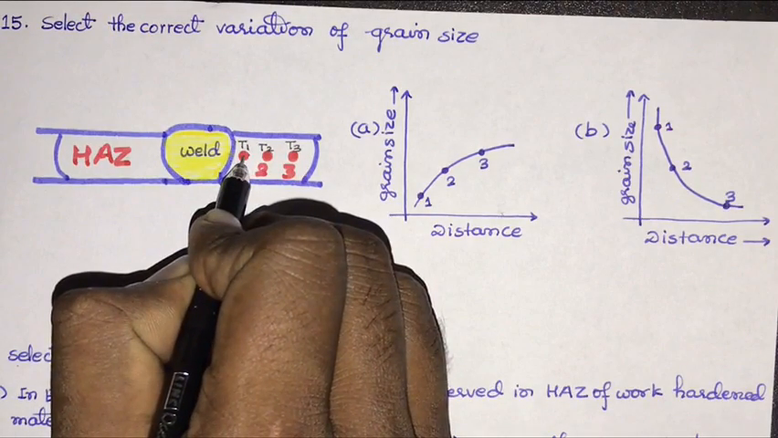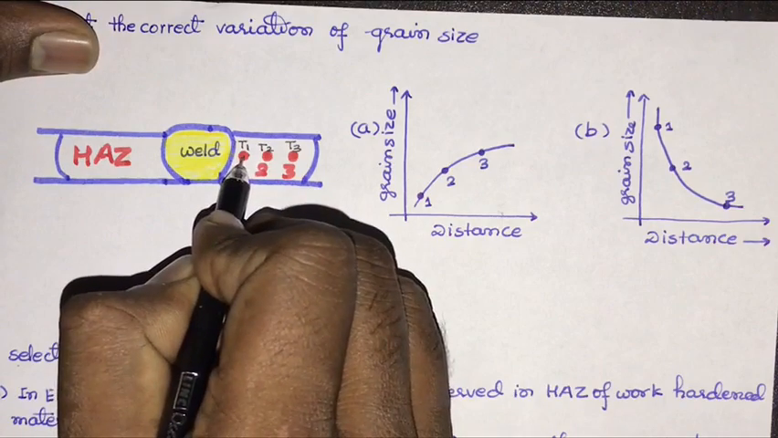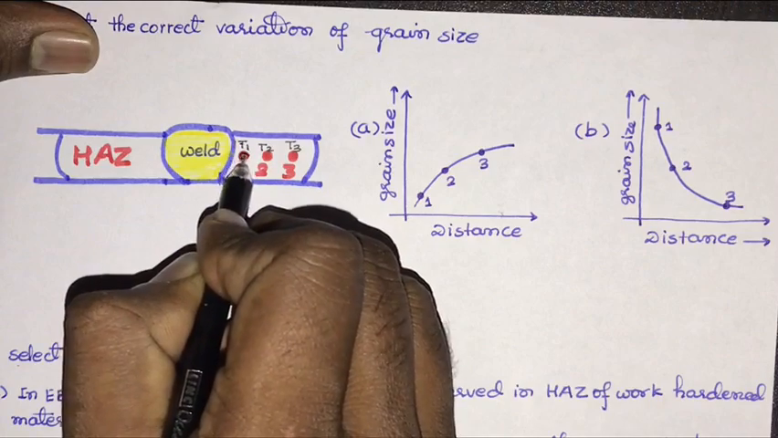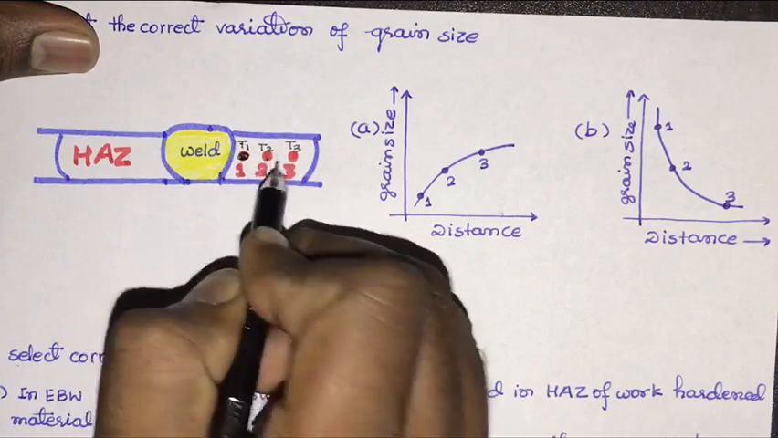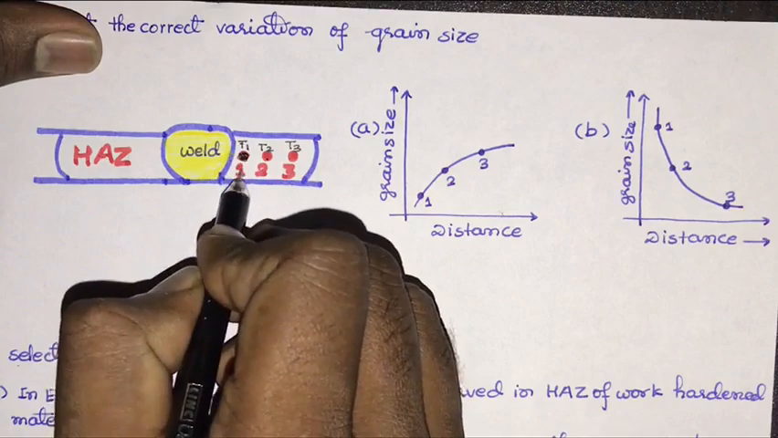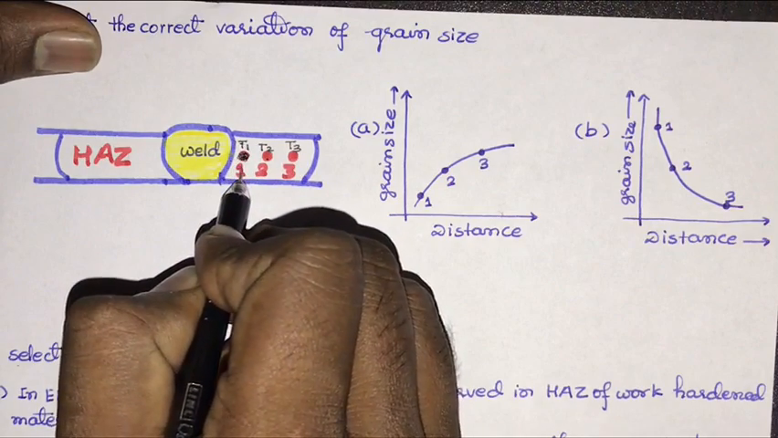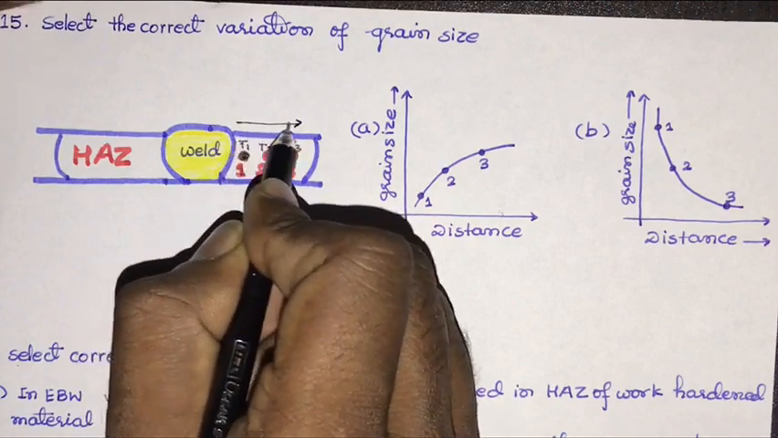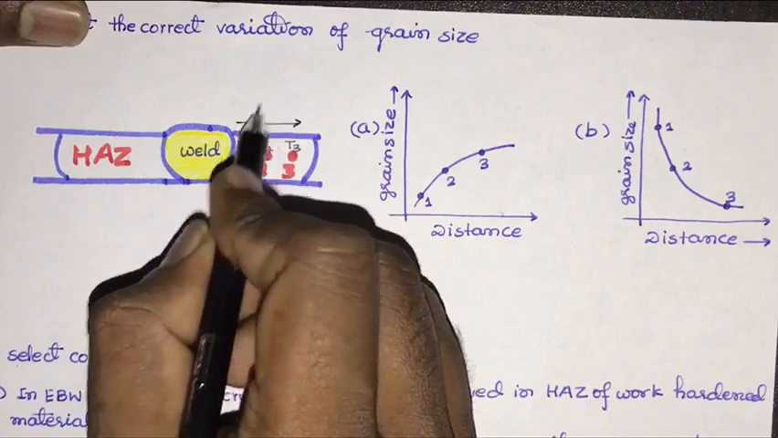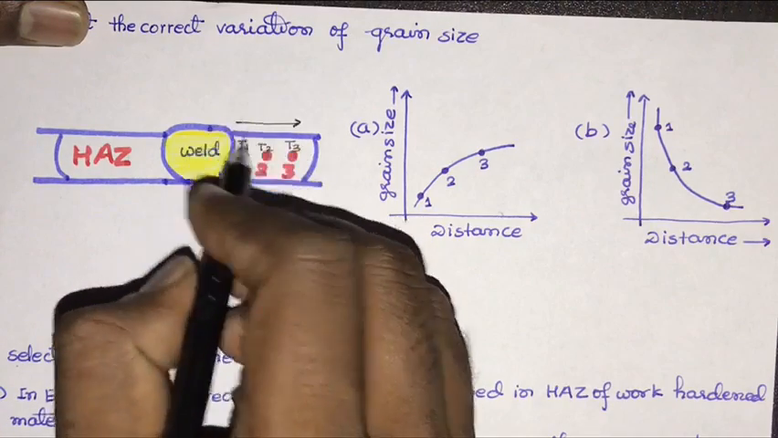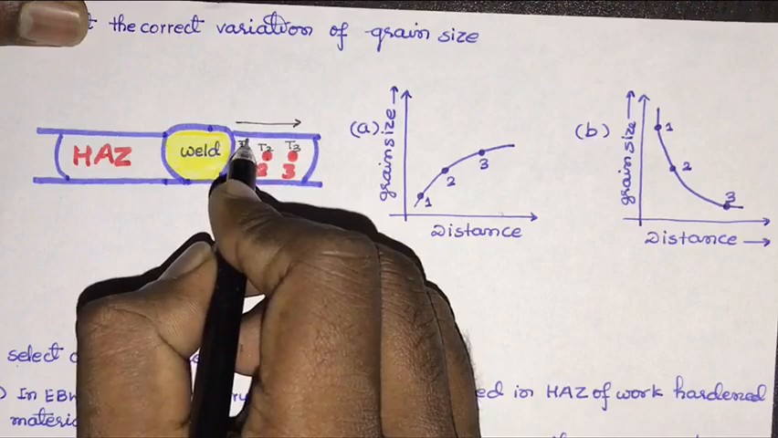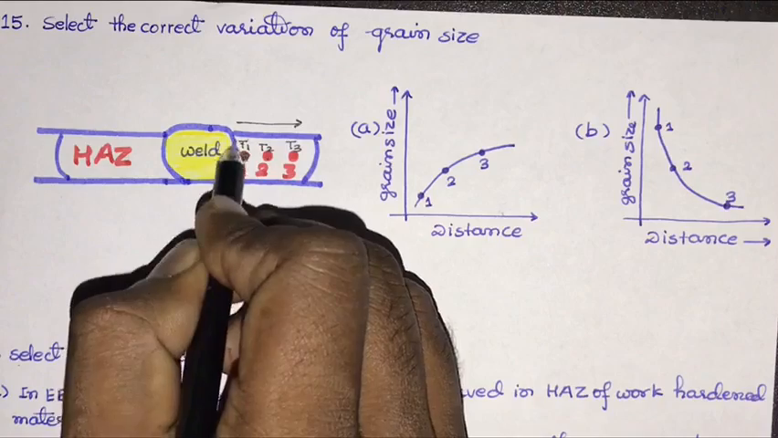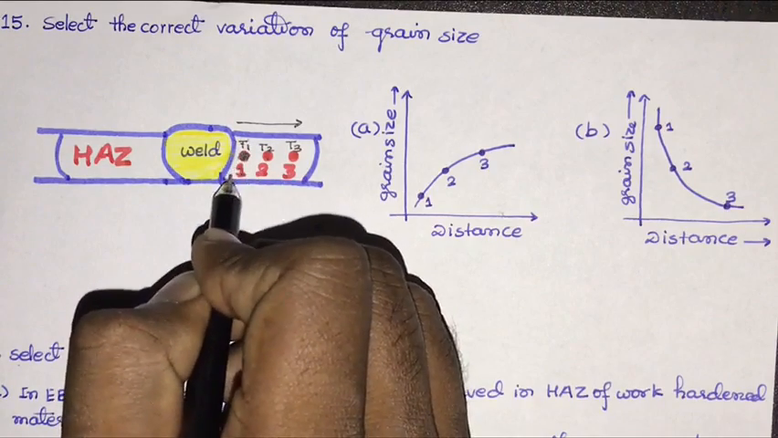As we know that grain growth increases with annealing temperature, if the temperature T1 is higher, then grain growth will take place more at 1 as compared to 2, hence the grain size will be larger at 1. As we move in that direction, the grain size decreases. So the grain close to the weld or the fusion boundary will have larger size.